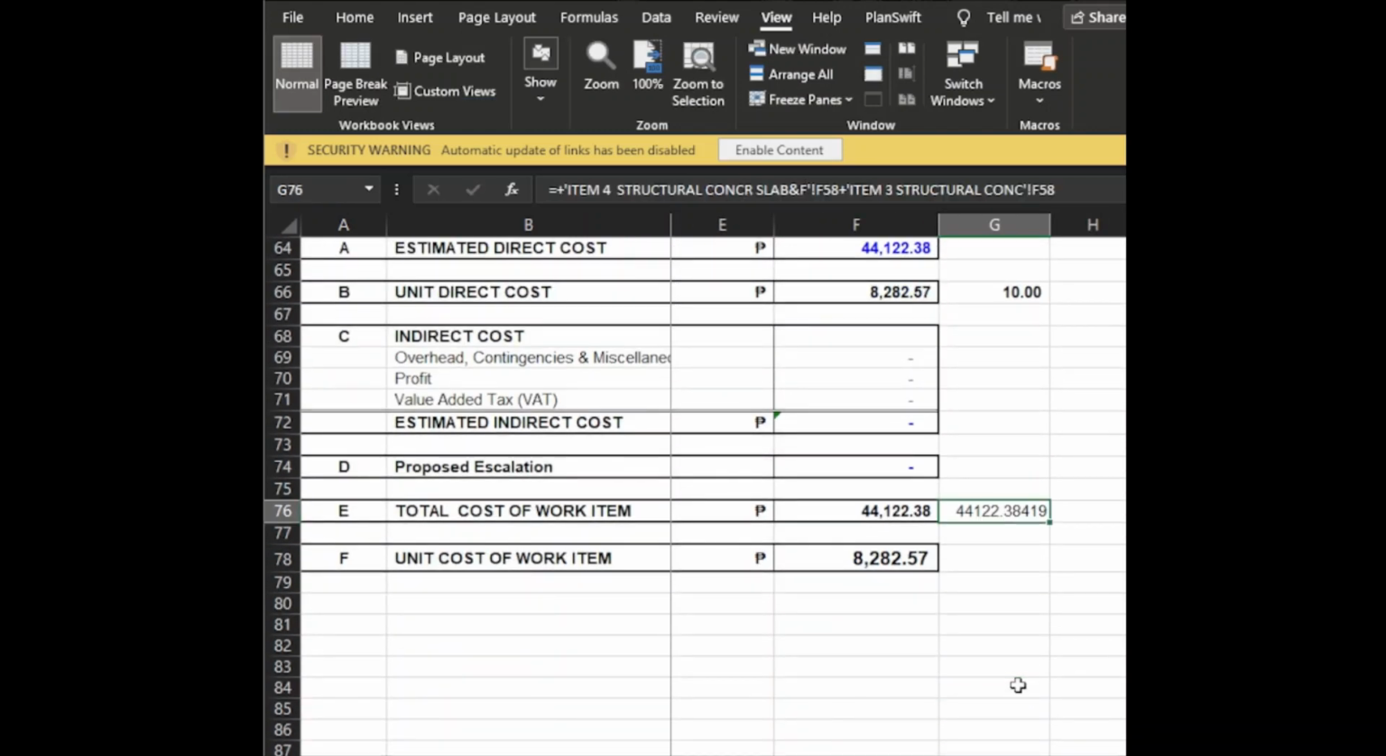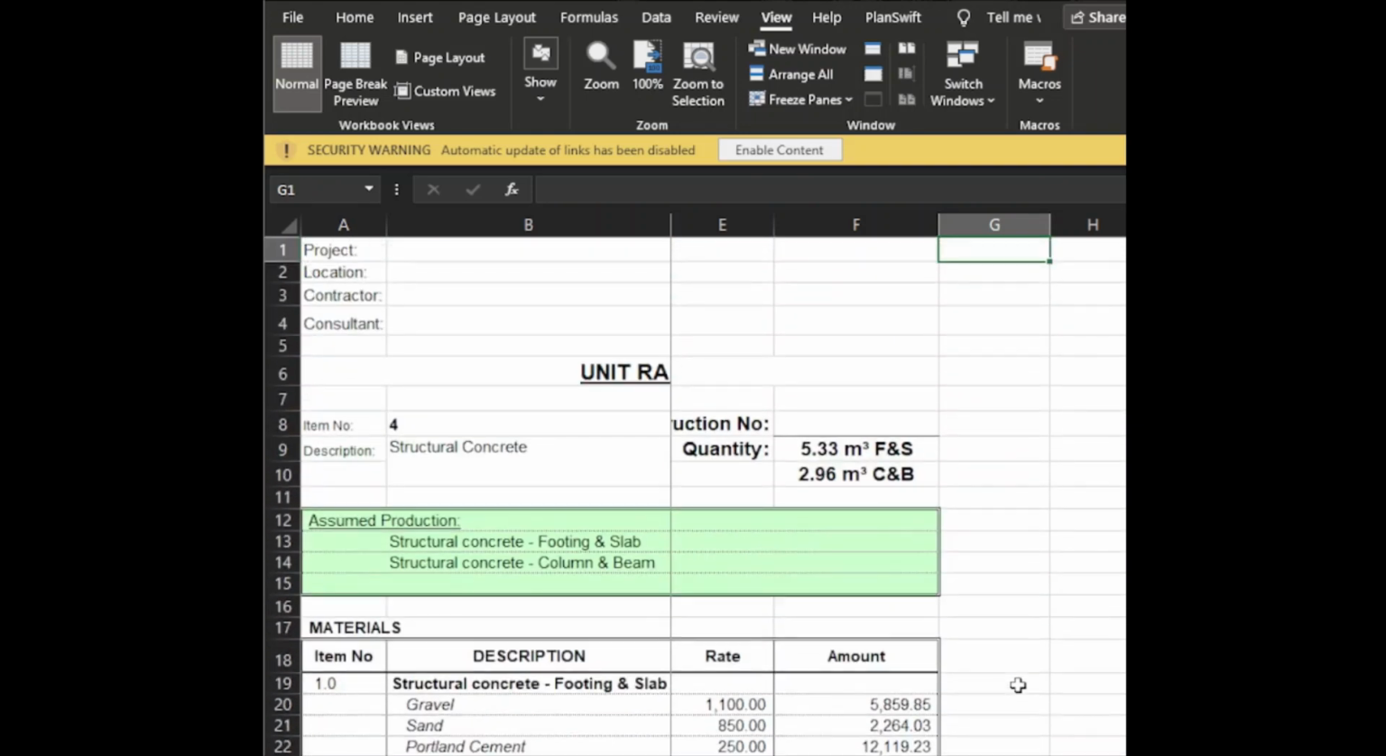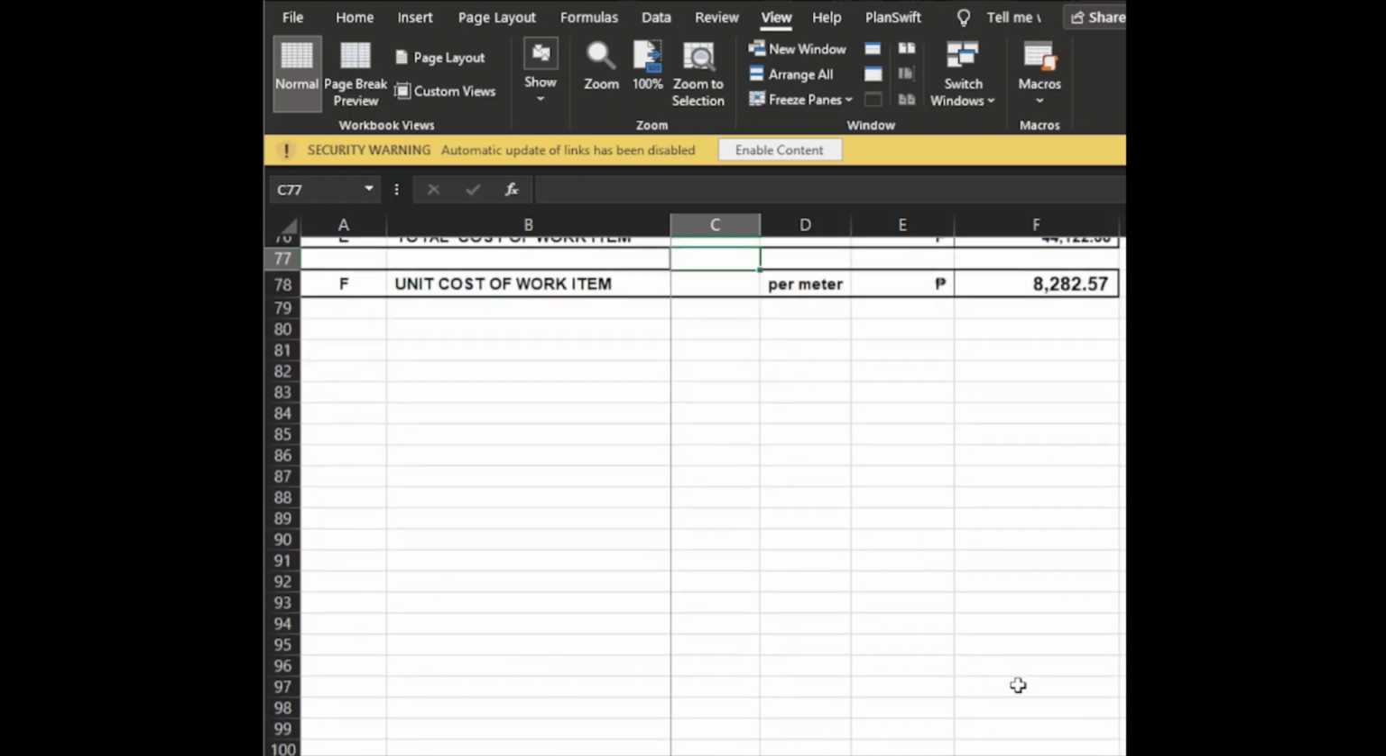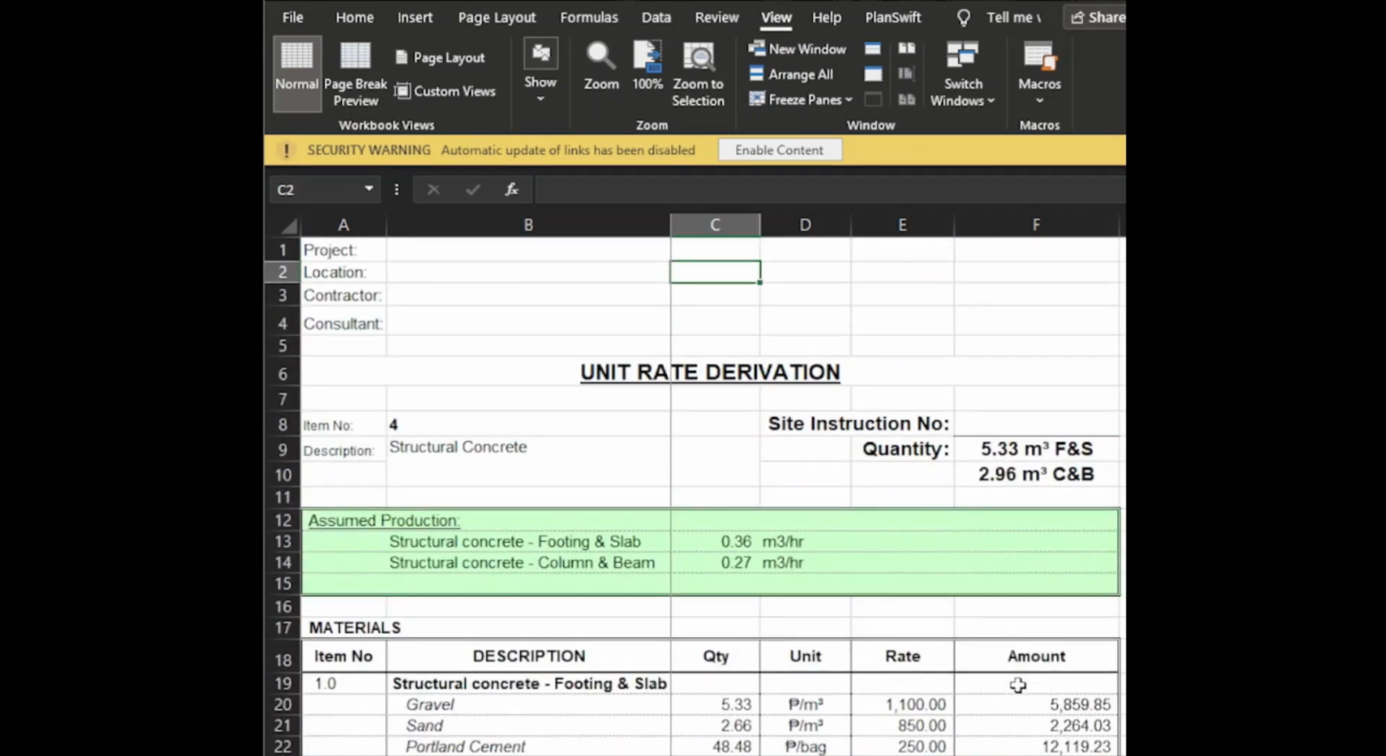5,576. The total is 44,122. So it's okay now. It's perfect now, guys. So you can do it like this, guys, if you want to make it in one page. Okay.